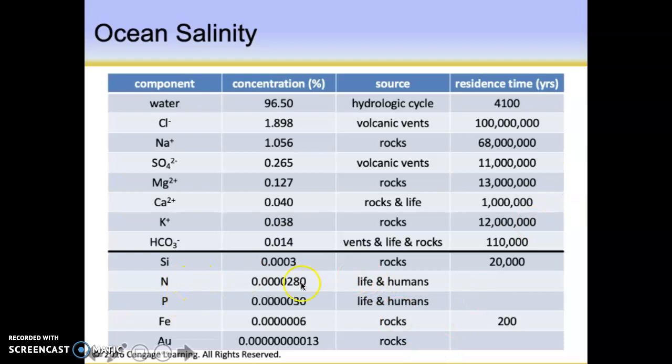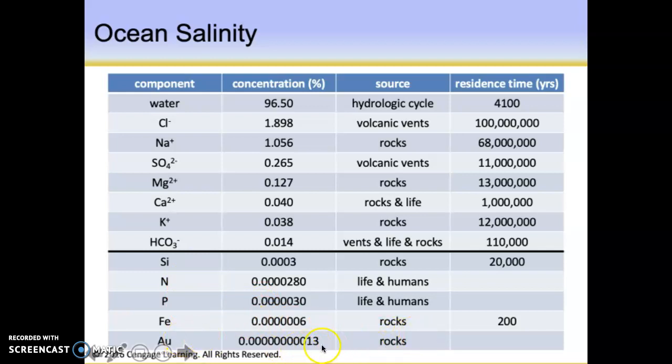Nitrogen and phosphorus, we don't have residence times there. The main reason I put those on there is that they are very, very important nutrients for life in the ocean. And life adds these two, but humans are responsible for adding these as well. They are in short supply in the ocean. You can see the concentration of each of those is quite low, but they are important fertilizers for photosynthetic organisms. So when human activity adds nitrogen and phosphorus to the ocean, we actually see a bloom of photosynthetic life.